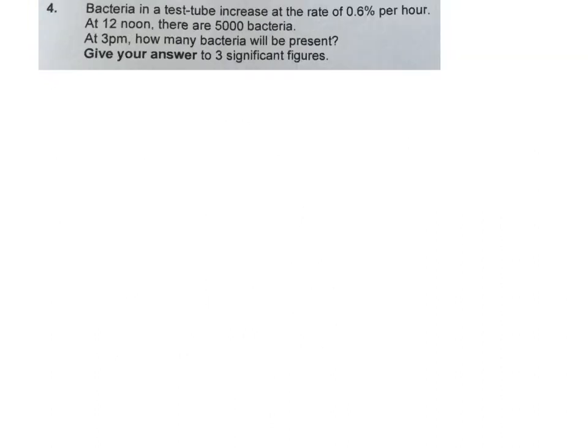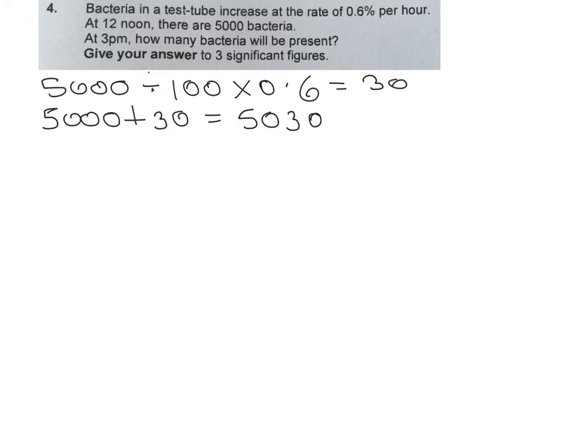So question 4, bacteria in a test tube increase at the rate of 0.6% per hour. At 12 noon there are 5,000 bacteria. At 3 p.m. how many bacteria will be present? Give your answer to 3 significant figures. So long method first, 5,000 divided by 100 multiplied by 0.6 is equal to 30. So to find out how much we have at the end of 1 hour, we do 5,000 plus 30 is equal to 5,030. And that is how much we have at 1 p.m.